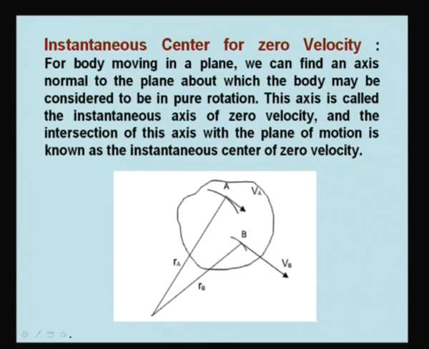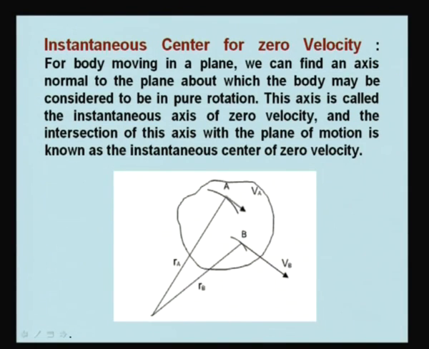Now we discuss another point. We discuss the instantaneous center of zero velocity. Now for a body moving in a plane, we can find an axis normal to the plane about which the body may be considered to be in pure rotation. We can always find a point about which the body can be considered to be in pure rotation. This axis is called the instantaneous axis of zero velocity, and the intersection of this axis with the plane of motion is known as the instantaneous center of zero velocity.